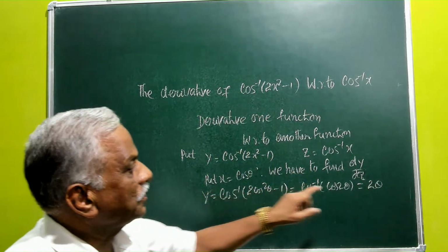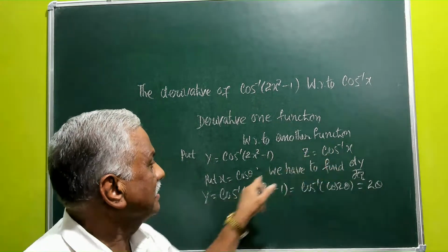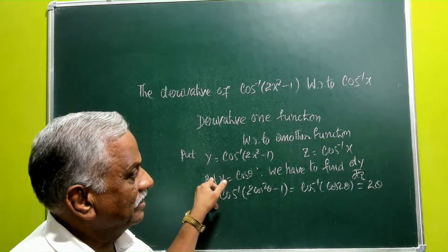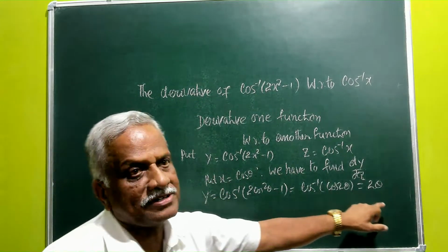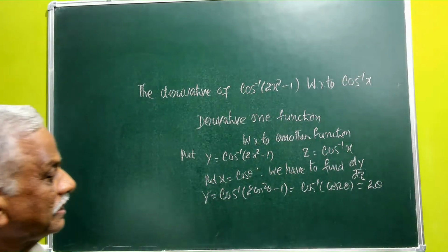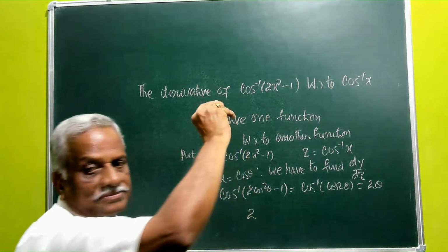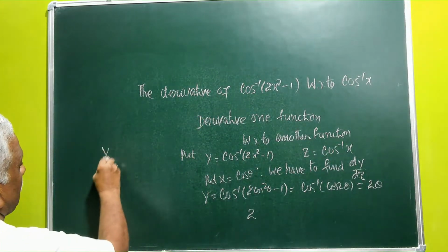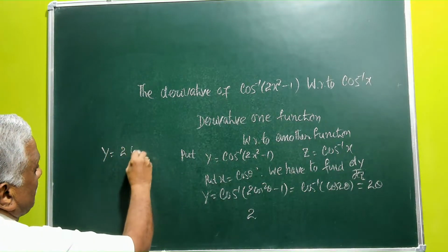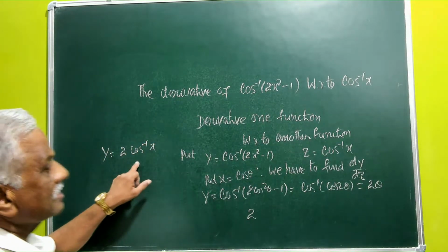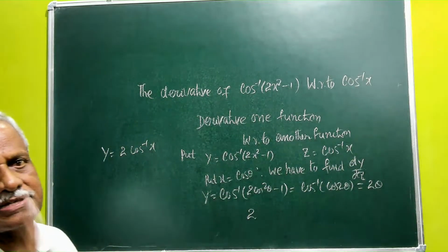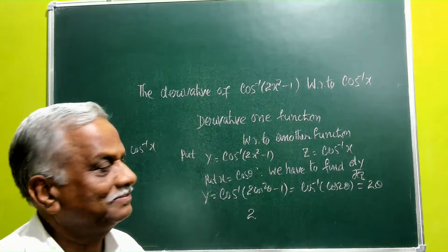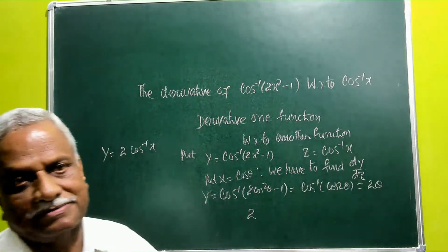So you have to differentiate 2 theta with respect to theta, which is cos inverse x. If x is cos theta, theta is cos inverse x. So what are you doing? You are differentiating 2 theta with respect to theta. Therefore, the answer is 2. You need not work. Even if you work, y is equal to 2 theta, which is 2 cos inverse x. Differentiation of cos inverse x with respect to cos inverse x is 1. How? Derivative of x with respect to x is 1. So there is no need of finding dz by dx.